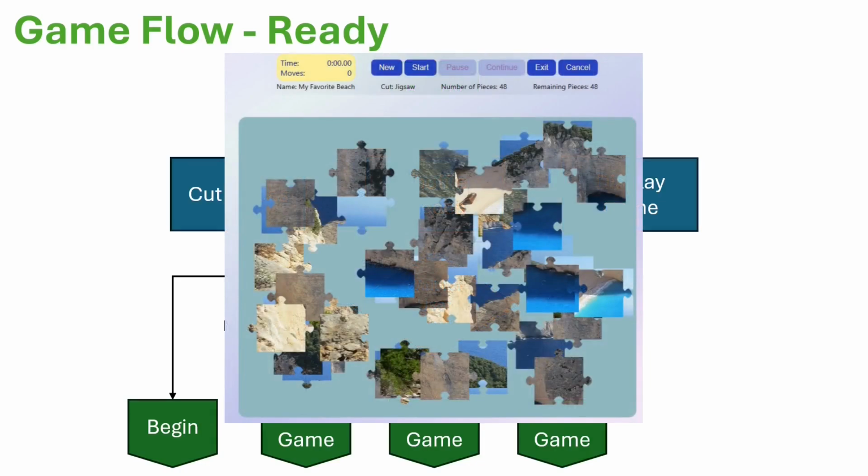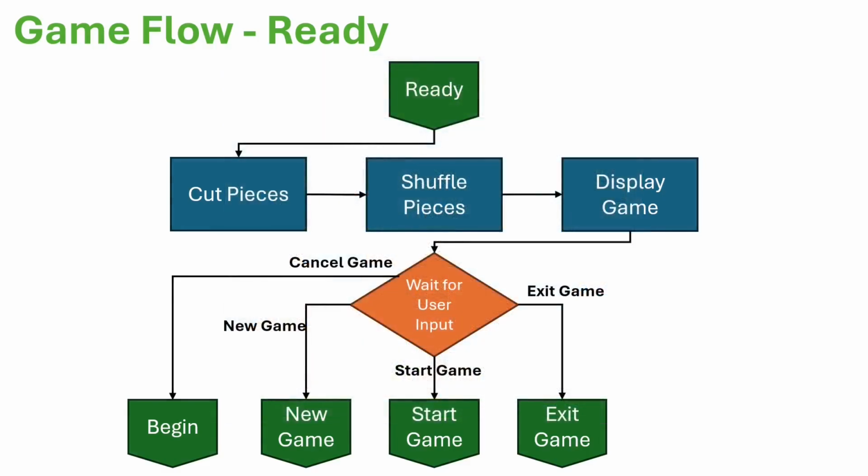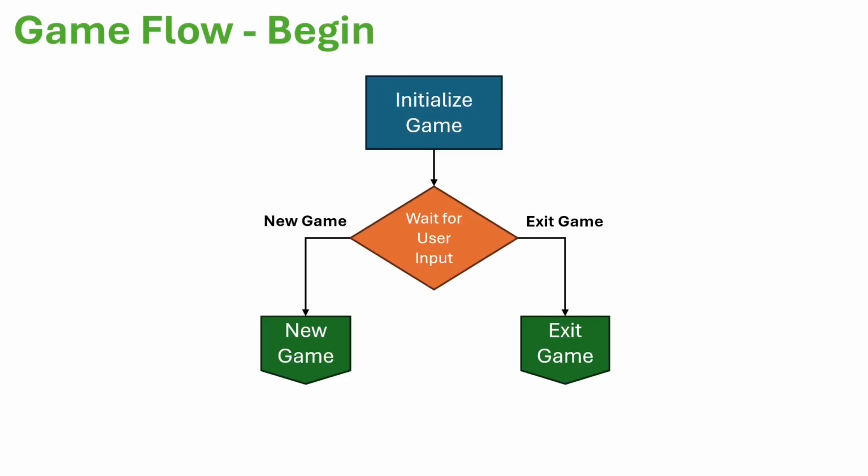At that point, it's going to wait for the user to input. And there's 4 different options. They could cancel the game, which basically means, okay, I really didn't want to have this image. I don't want to really deal with it right now. But I like the looks of the home screen, so I'm going to go back to the home screen. So then it will go back to this particular beginning screen.